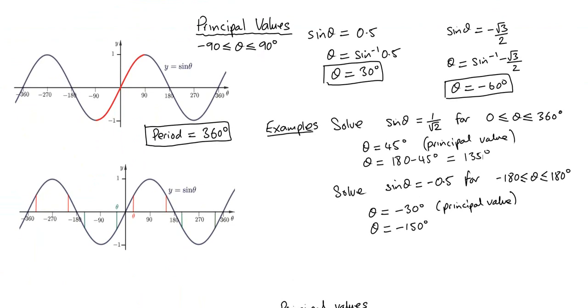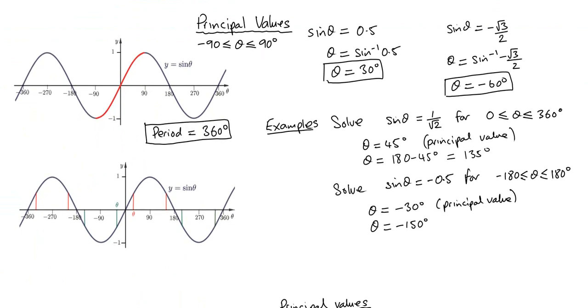Right, okay. So here we have a graph of sine theta, and in the red area, which I'll mark in green, these are the range of values that will be given by your calculator. They're called the principal values. So if I've got sine theta equals 0.5, if I put sine to the minus 1 of 0.5 in my calculator, it'll give me 30 degrees, okay?